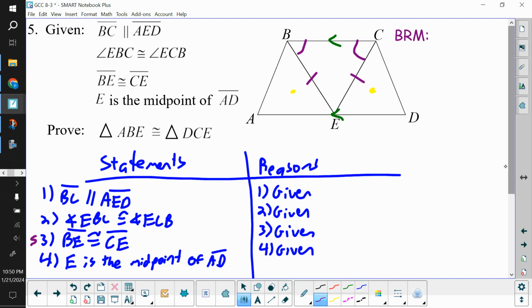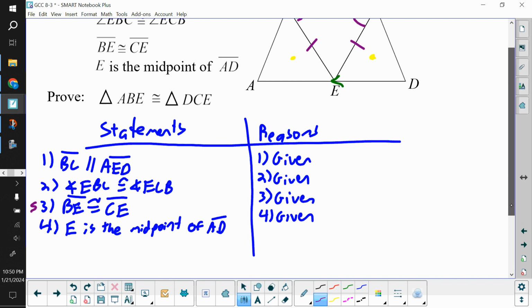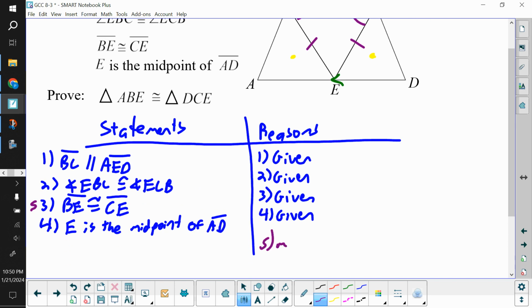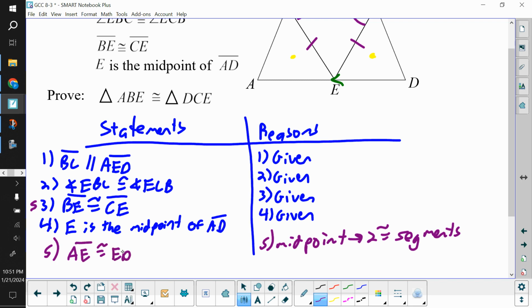And then we've got a midpoint. So we're going to have to work with our midpoint reason and also one of our parallel line reasons. Let's go ahead and start with the midpoint reason. So we got midpoint implies two congruent segments. Hopefully at this point we could do that reason in our sleep. E is right in the middle of A and D, so we're going to have AE congruent to ED. We'll mark it up in our picture with a different number of tick marks, and that's a side.